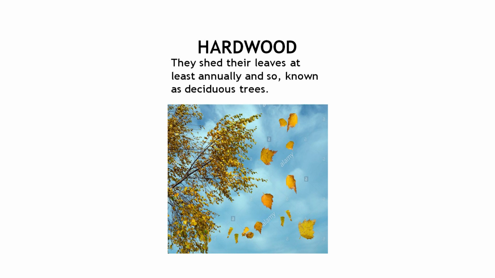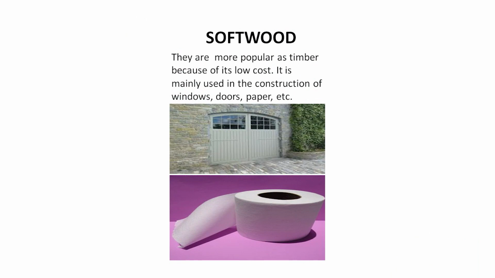Now, softwood also is very popular. It's less expensive and economical. And that's why it's very easy to see items made of softwood around us more than those made from hardwood. Softwood is more popular as timber, and because of its low cost, it is majorly used in the construction of windows, doors, pulp. Have you heard of that word before? Pulp. Pulp is what we use to make paper, tissue paper, and all kinds of paper products.